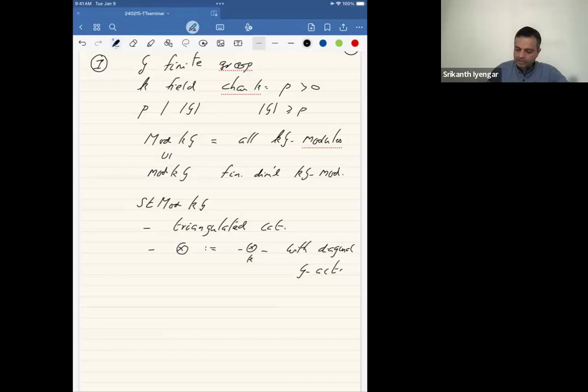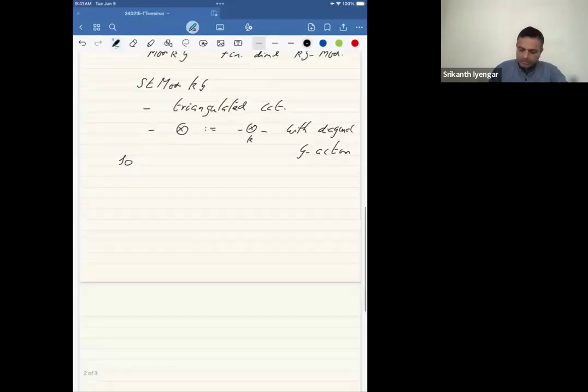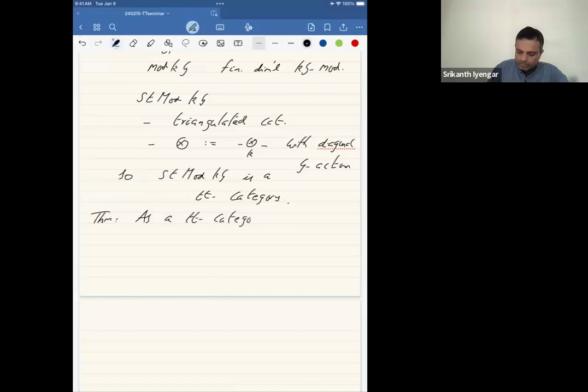So StMod KG is a symmetric monoidal category. That's a TT category. And the main theorem, and I can state it right away, is that as a TT category, StMod KG is locally regular.